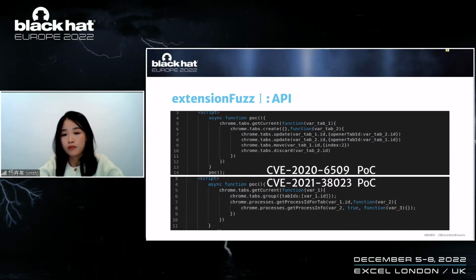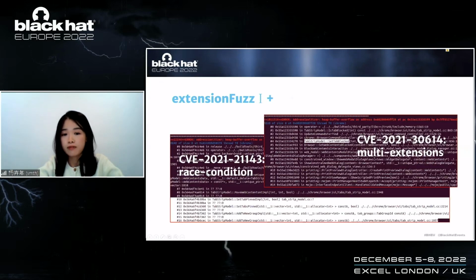Now the normal next step would be parallel fuzzing, exploring communication events and race condition possibilities. For that, we got CVE-2021-30614, triggered by 2 extensions, and CVE-2021-21143, a race condition bug. What's next? Then I thought of the story at the beginning.